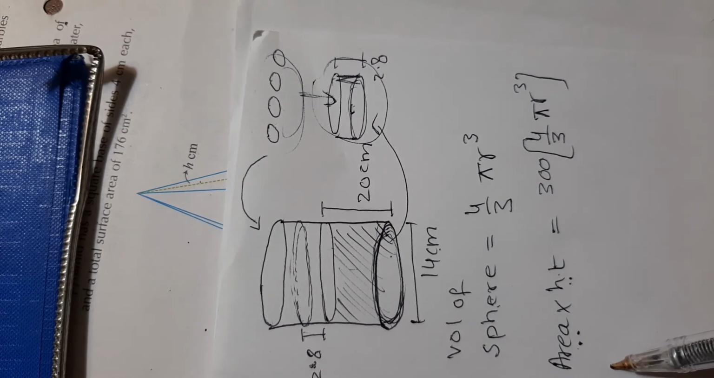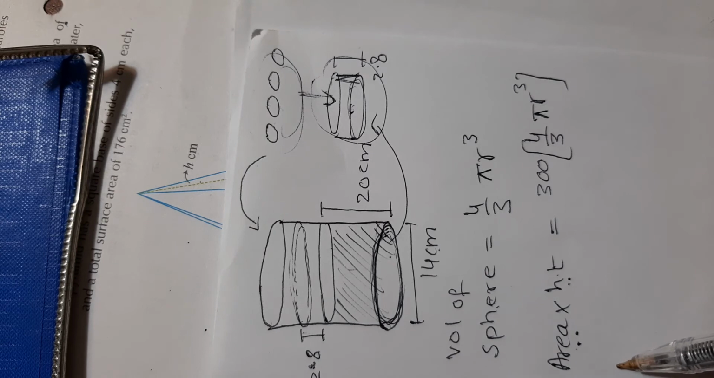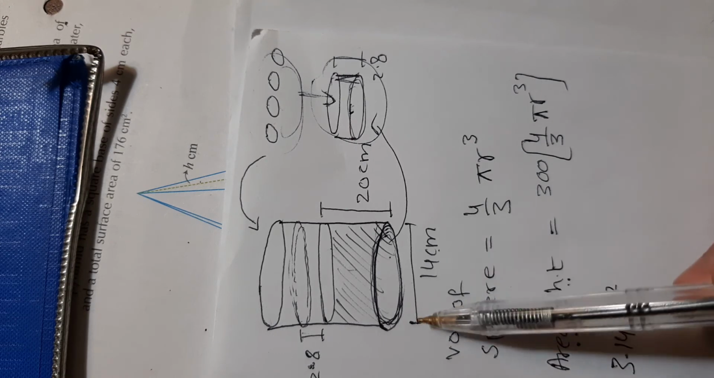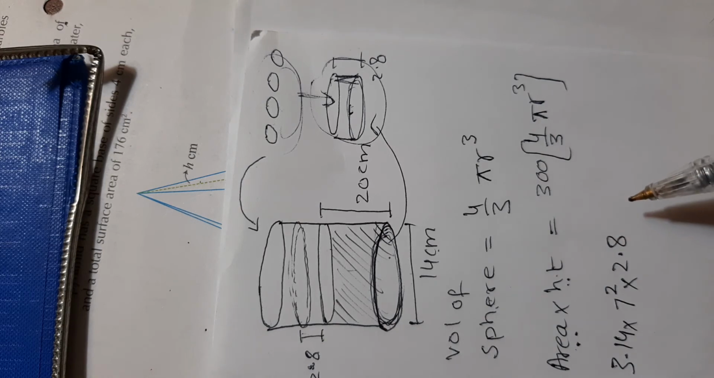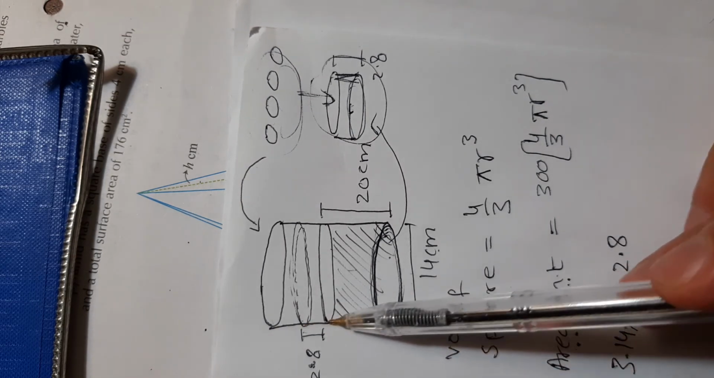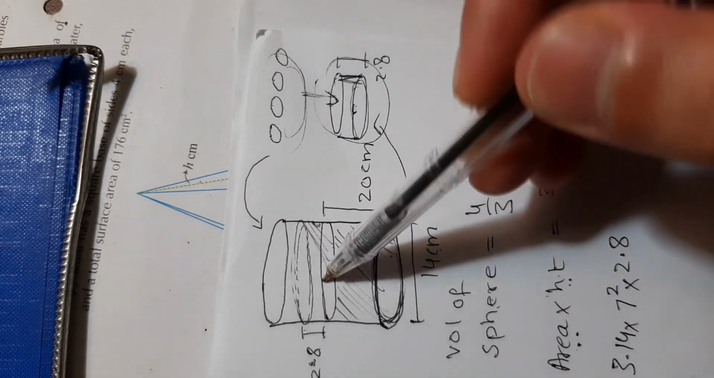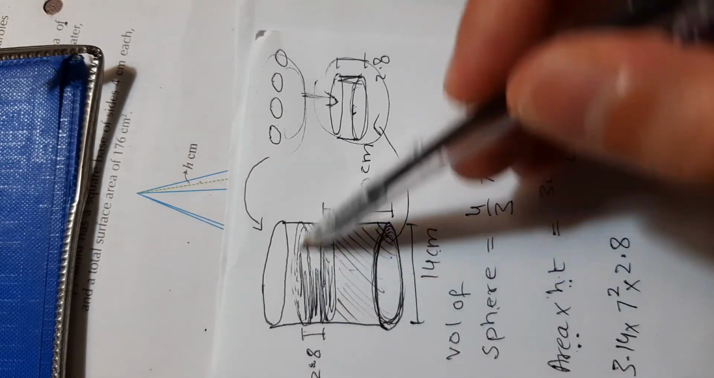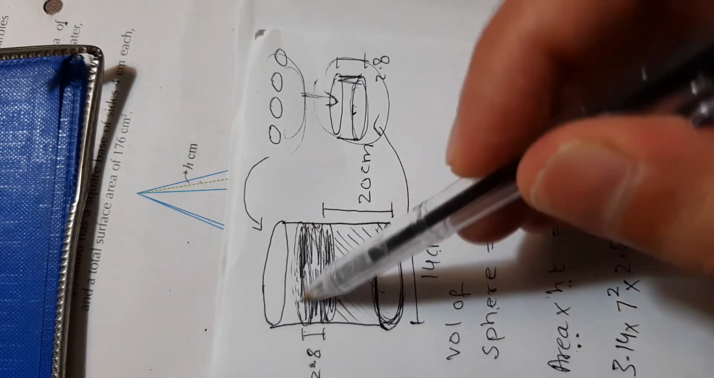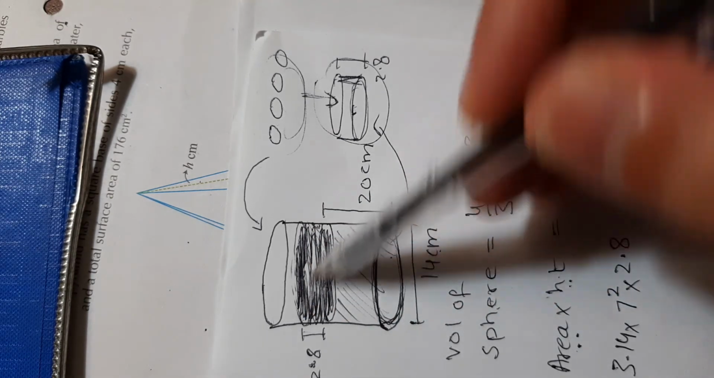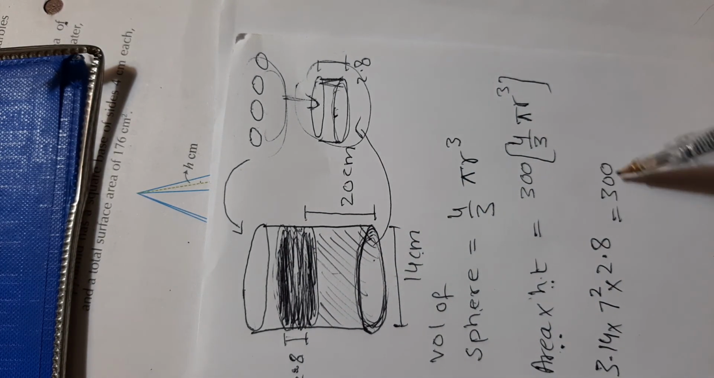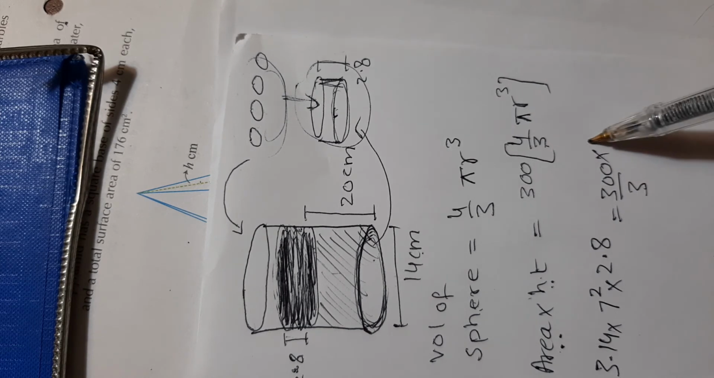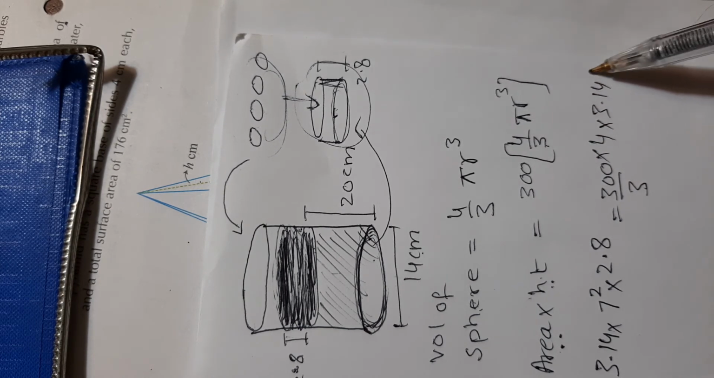The base area is a circle, so it is 3.14, that is pi, into r square. The diameter is 14, so the radius is 7. And the height is 2.8, the rise. I am calculating the volume for this section, because this section has risen because of the ball bearings that we have dropped inside. So the volume of this will be equal to the volume of the ball bearings, no? That is equal to 300 over 3 into 4 into 3.14 r cube.